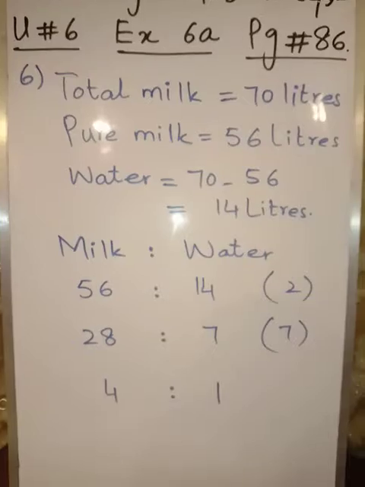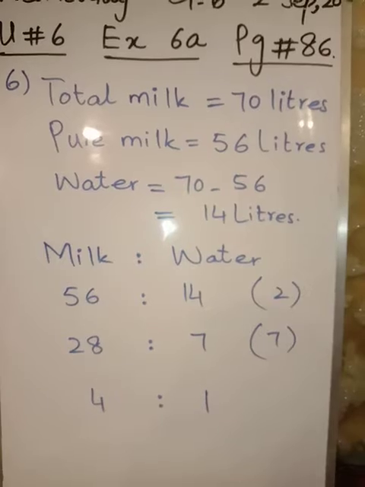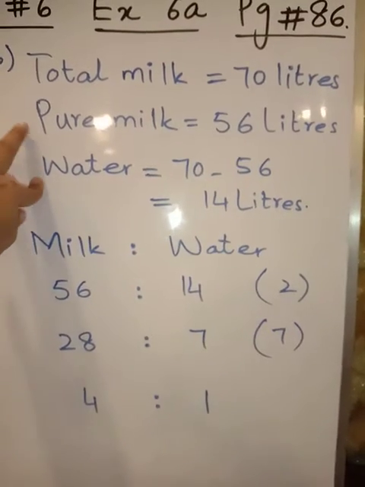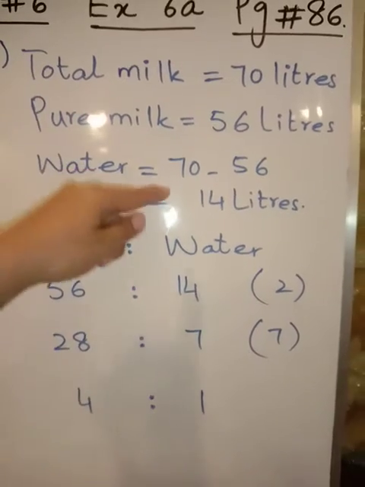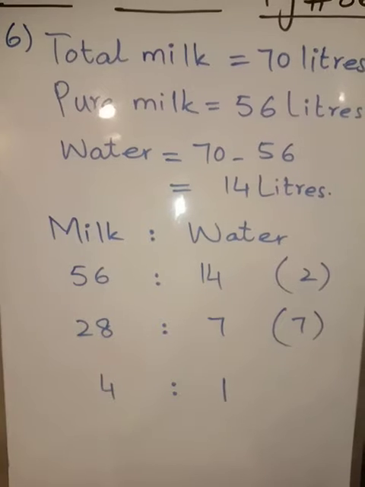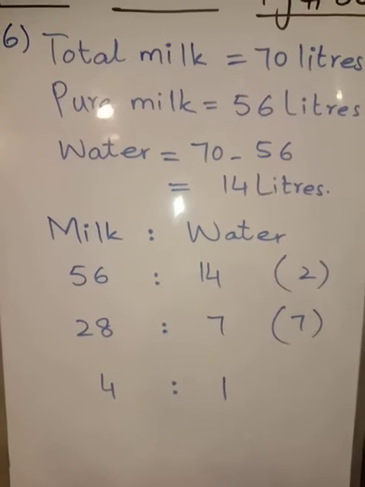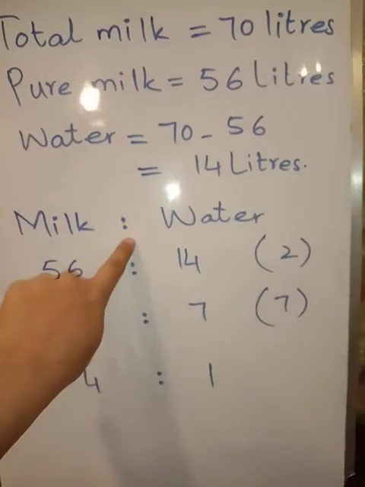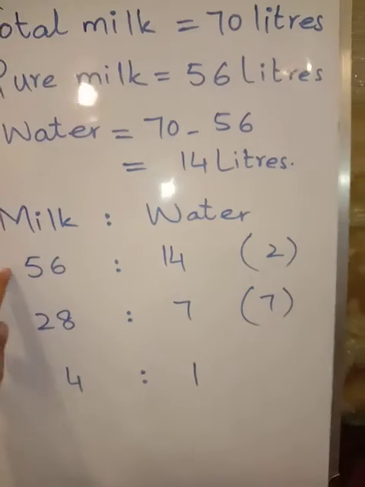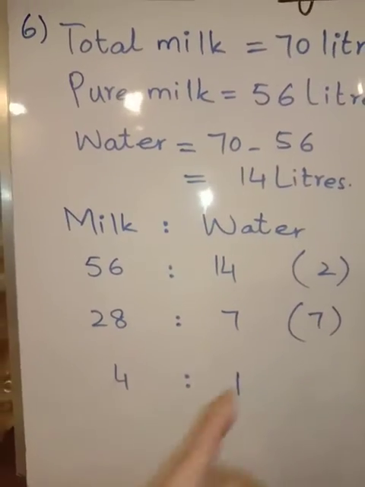Let's have a look. As we have the total mixture equal to 70 liters and pure milk is 56 liters. So the water in the mixture will be found when you subtract pure milk from the total. Means 70 minus 56, you are left with 14 liters of water. So how will you find out the ratio? You are asked to find the ratio of milk to water. So first you will write milk and then you will write water. Milk is 56 liters and water is 14 liters.